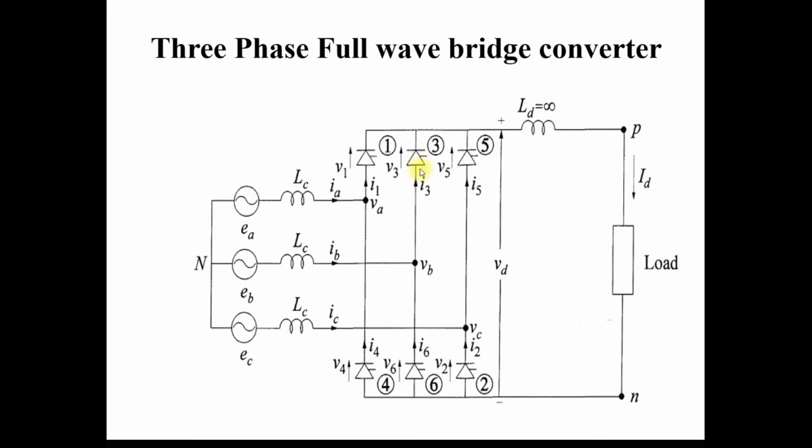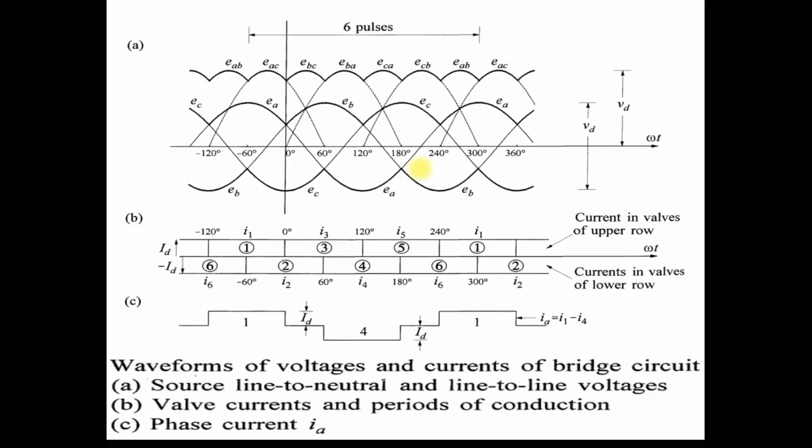So it will start and act as a short circuit, means act as a closed switch. So you can see that after this phase crossover point, valve number 3 starts conducting. So at the load side, the upper terminal gives the value of EB phase. So that EB phase comes into the picture up to the next phase crossover point, because up to this point EB phase is most positive as compared to the other two phases.